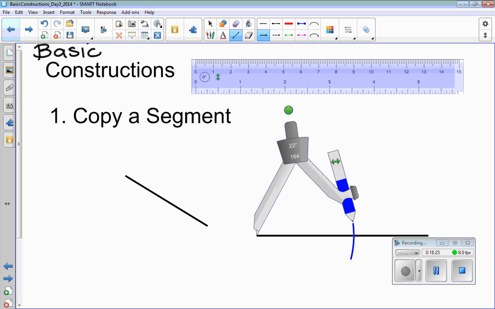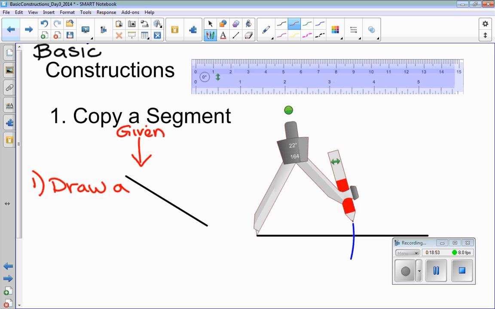So if we're going to start with the first, copy a segment, what's the first step that you guys said you had to do? Tell me something. Andrea, what was the first thing you said? Draw another. So this is what's given to you, right? And then if you're trying to copy that, you have to draw another segment. So draw a longer segment. Would you agree? All right, so draw a longer segment than what's given to you.